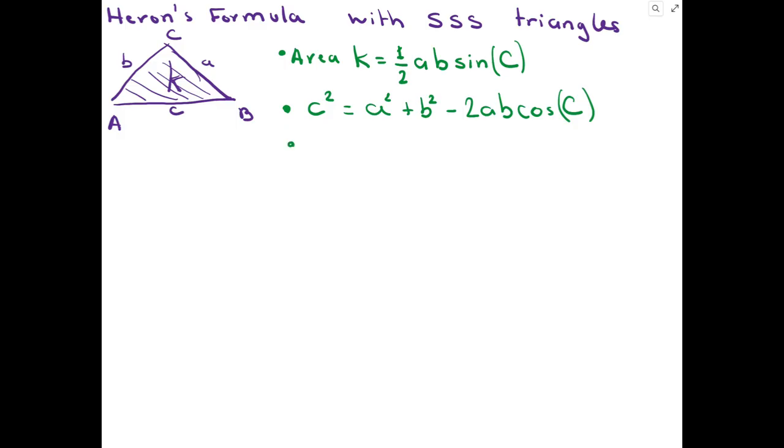We will need the semi-perimeter of a triangle. Perimeter will be just adding all the sides together, right? So if I want the semi-perimeter, that means half. Well, I'm going to use the letter S for the semi-perimeter. That would be 1/2 all the sides added together, right? So A plus B plus C.